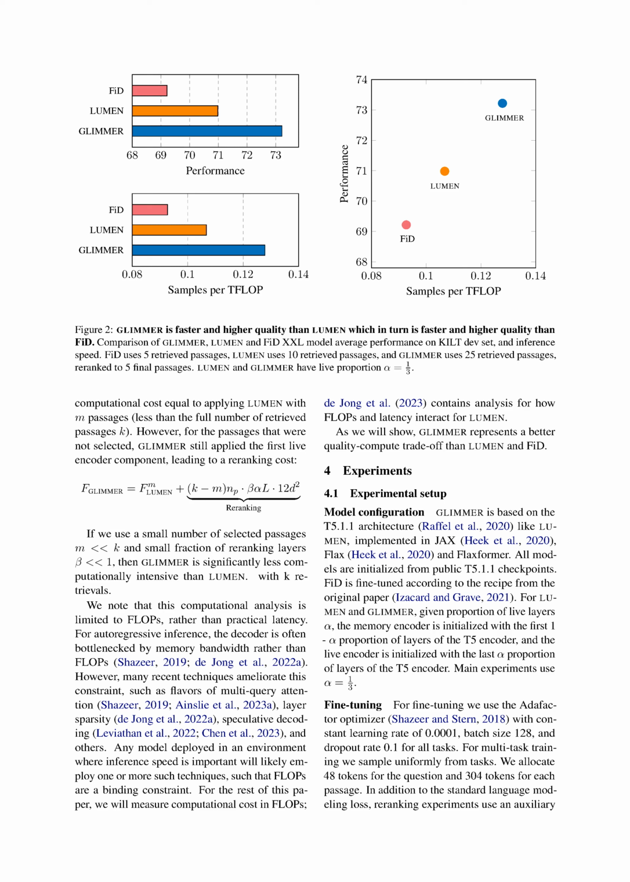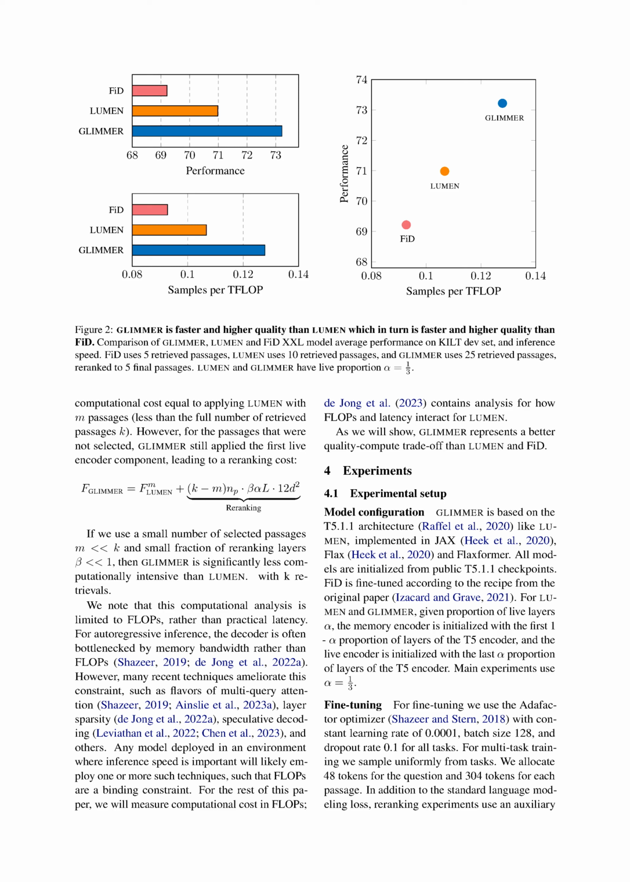Section Summary. The computational complexity of Glimmer and FID differs in reranking. Glimmer processes a smaller number of selected passages, resulting in significantly less computational intensity than FID with K retrievals. However, this analysis is limited to flops and not practical latency, which can be improved with recent techniques such as multi-query attention and layer sparsity. Glimmer represents a better quality compute trade-off than FID.